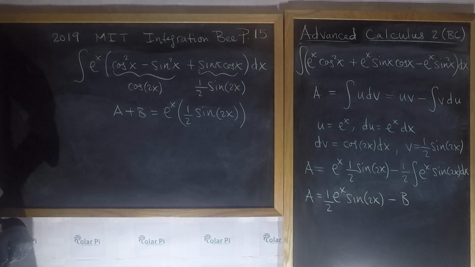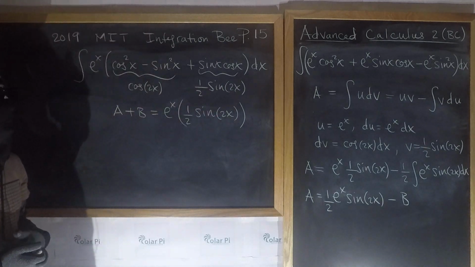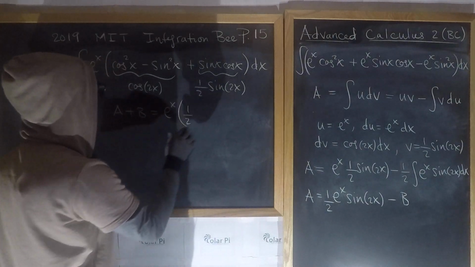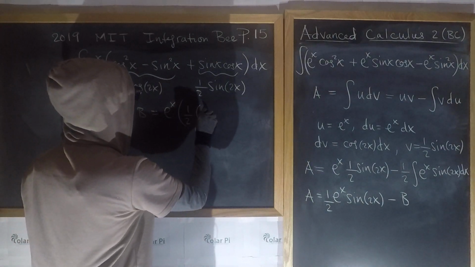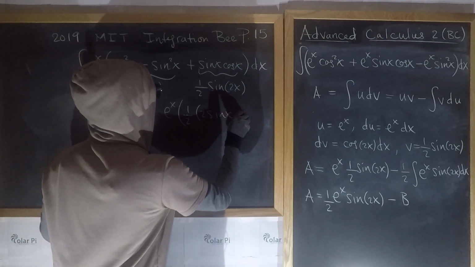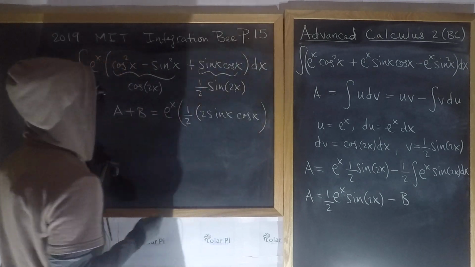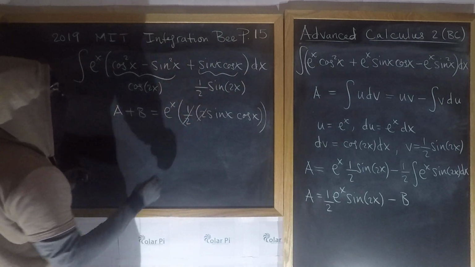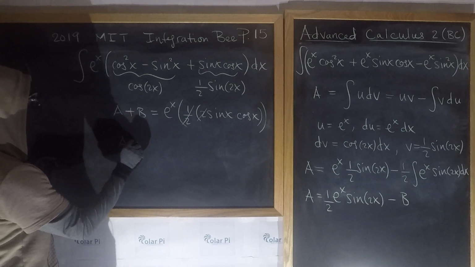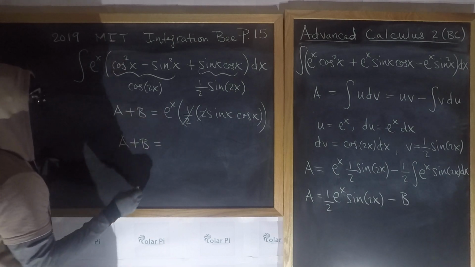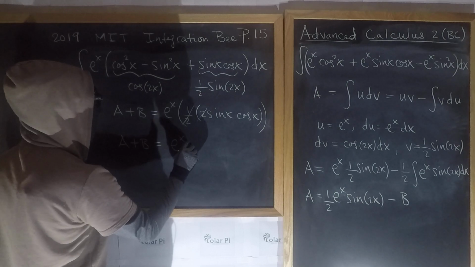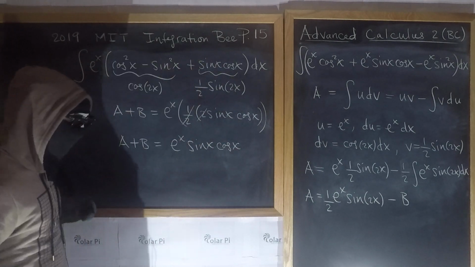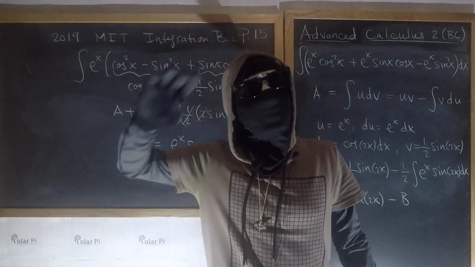Remember what I said earlier, that sine 2x is equal to 2 sine x cosine x? So if I replace sine 2x with what we know it to be, which is 2 sine x cosine x, and cancel this 1/2 and that 2, A plus B, which is the answer to our integral, is equal to e to the x times sine x times cosine x. Yeah? Okay, cool. This is it for 15, and keep watching. Take care.